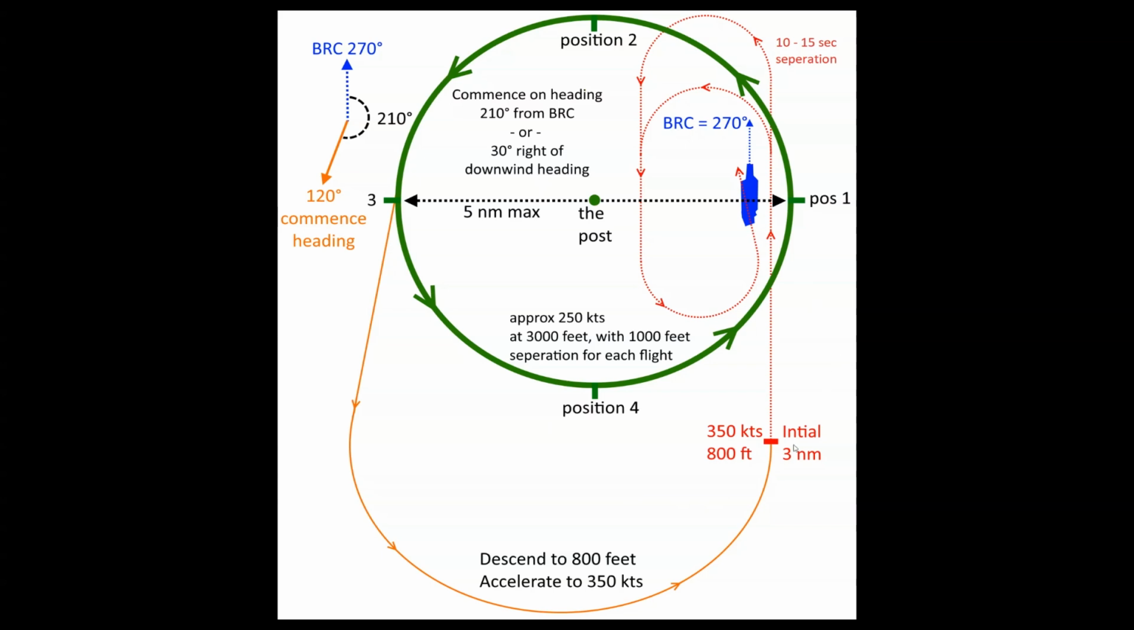The initial should be parallel but offset to the right of the ship's course. The course is also referred to as the BRC. In this case, during your initial, your heading should be 270. You should be at 800 feet, 3 nautical miles out, and for VTOL, we use 300 knots. The optimum speed for VTOL VR is 300 knots.